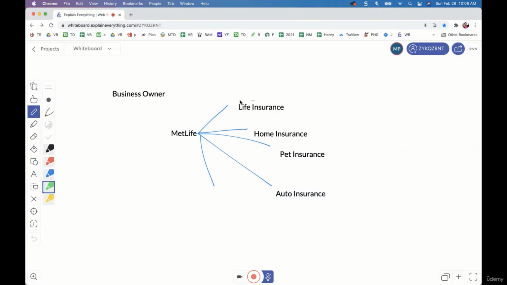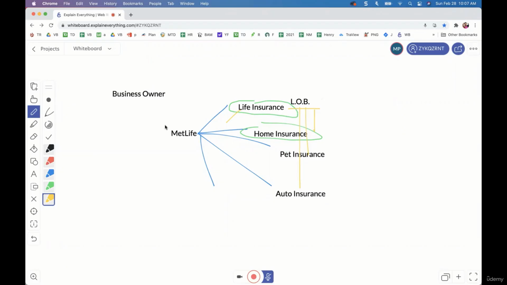So now each of these products that they're offering, MetLife treats as a separate LOB. Each of these is referred to as a separate LOB. Have you heard this word before, LOBs? Any idea what LOB refers to? LOB stands for line of business. That is correct.